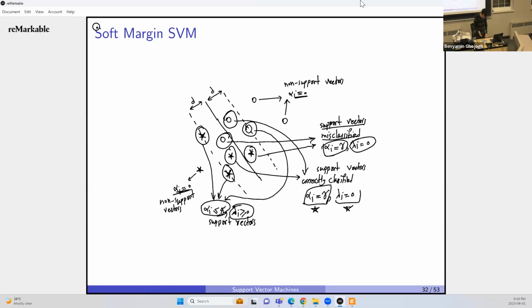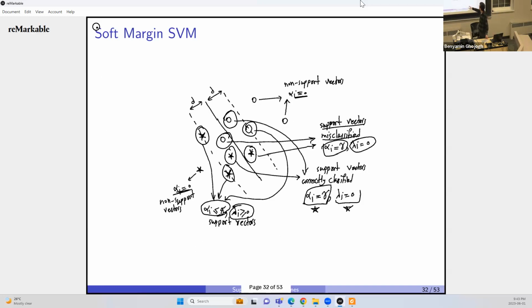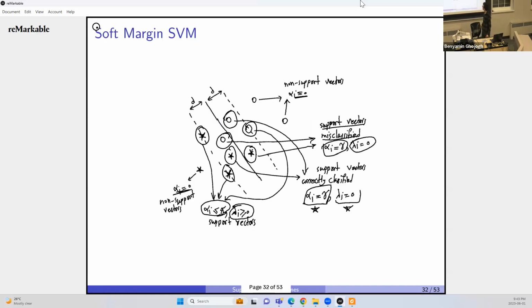So this analysis, which I talked about, is summarized in these bullet points. So you should consider the cases where there are several cases and subcases with different alpha I's conditions, and alpha I's, lambda I's, and zeta I's.